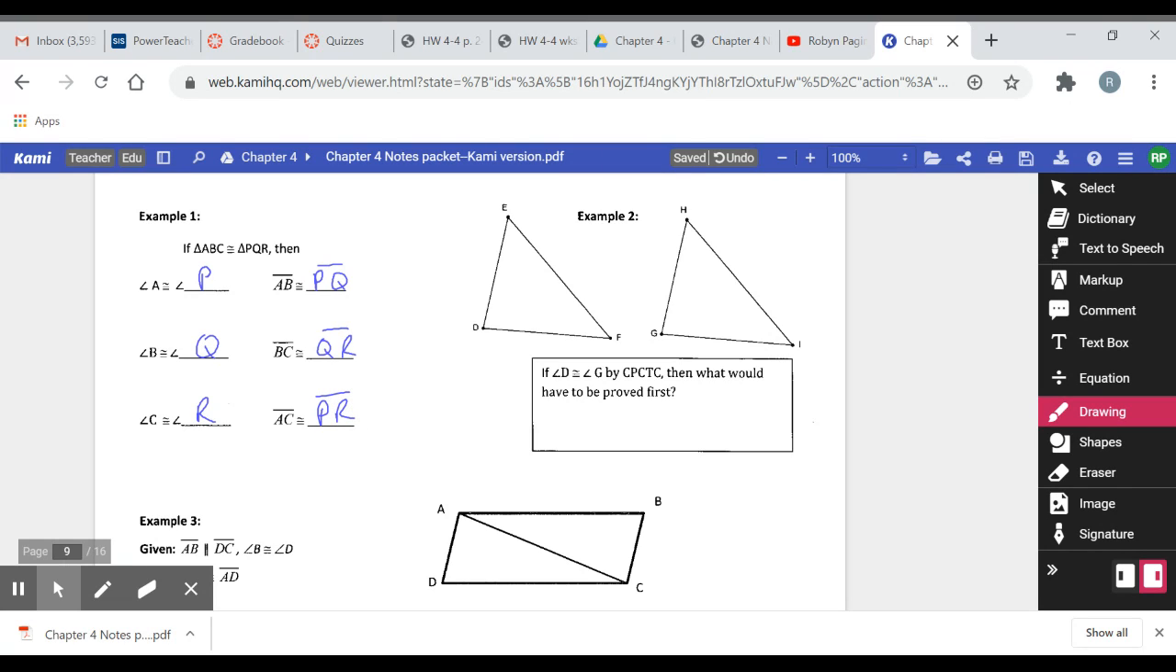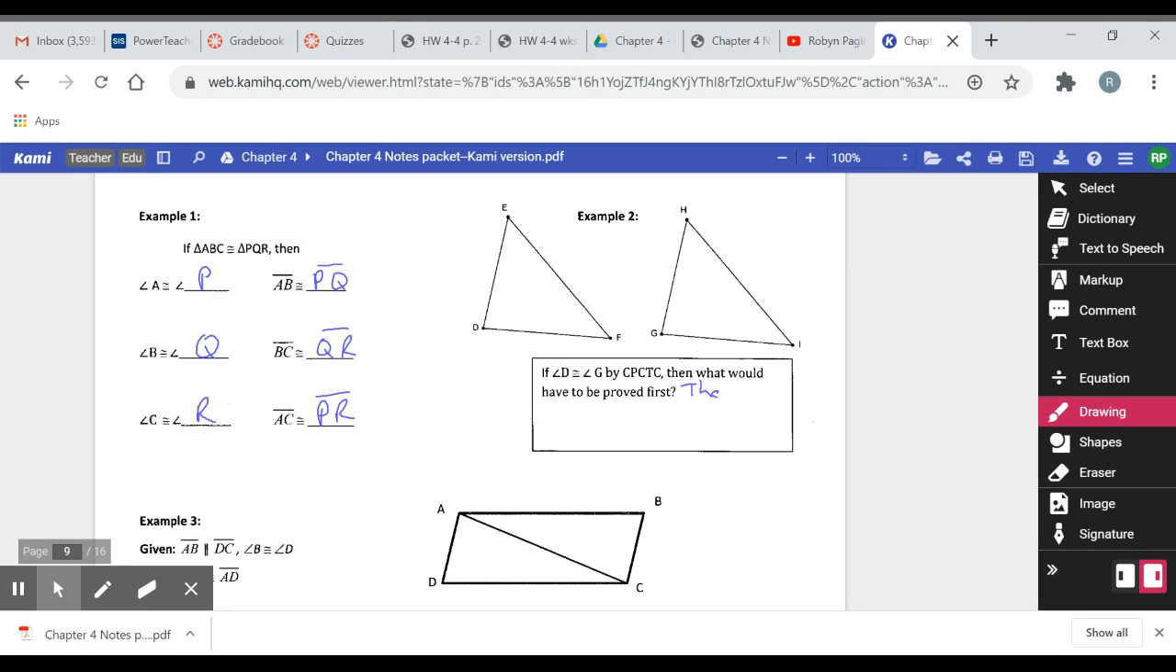Okay, for example 2, what this one is saying is, if angle D is congruent to angle G by CPCTC, then what would have to be proved first? And this is kind of how the proofs are going to work. Before we say a set of angles or a set of sides are congruent by CPCTC, we first have to prove the triangles congruent, and that's what we're going to say here.